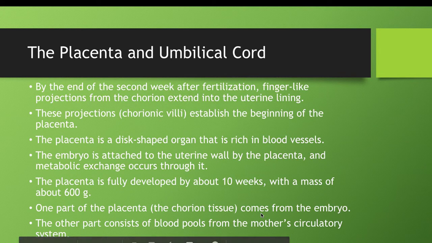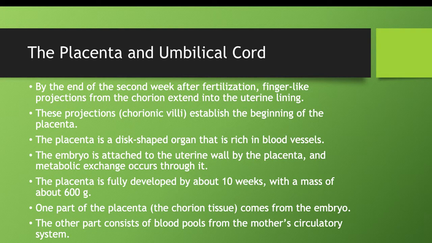and membranes. By the end of the 2nd week after fertilization, finger-like projections from the chorion extend into the uterine lining. These projections, known as chorionic villi, establish the beginning of the placenta. So this is just going over how the placenta is created. The placenta is a disc-shaped organ that is rich in blood vessels. The embryo is attached to the uterine wall by the placenta, and the metabolic exchange occurs through it. So that means that you're getting nutrition and metabolism from your mother.